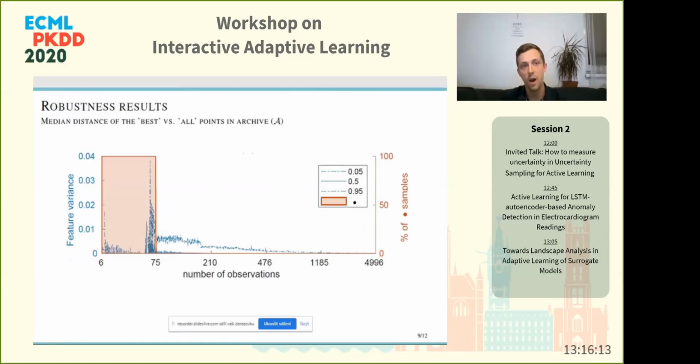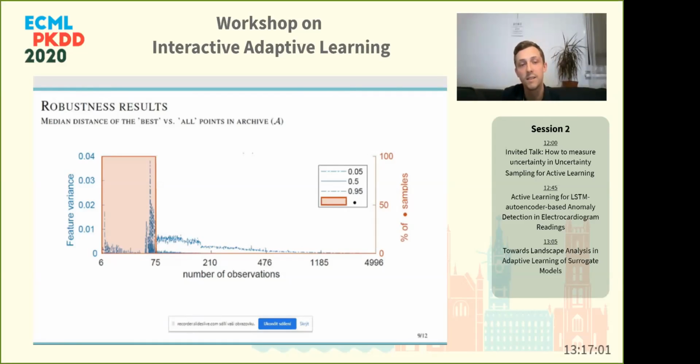Here you can see the graph for one of the features, which is median distance, where you take the best points in the archive, meaning the best according to their function values, versus all points. The blue line is the variance. Variance is the median across the whole data set, and the dashed lines are another intervals.